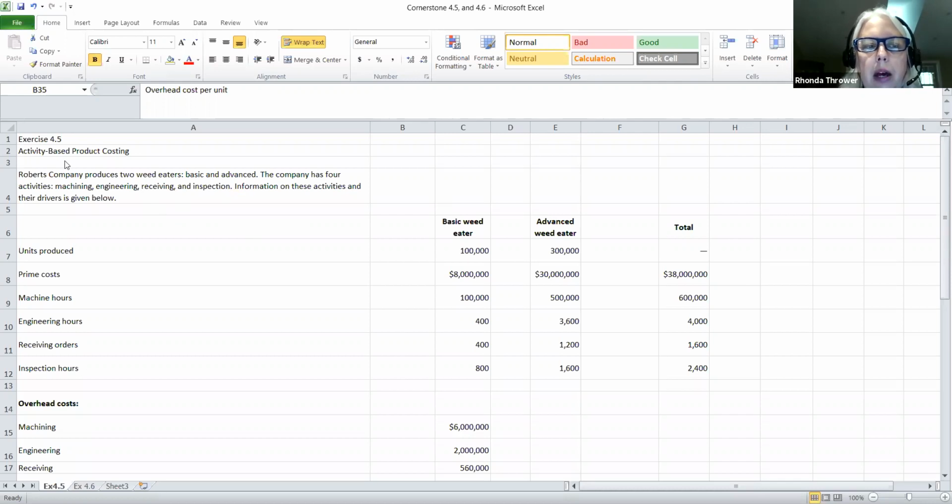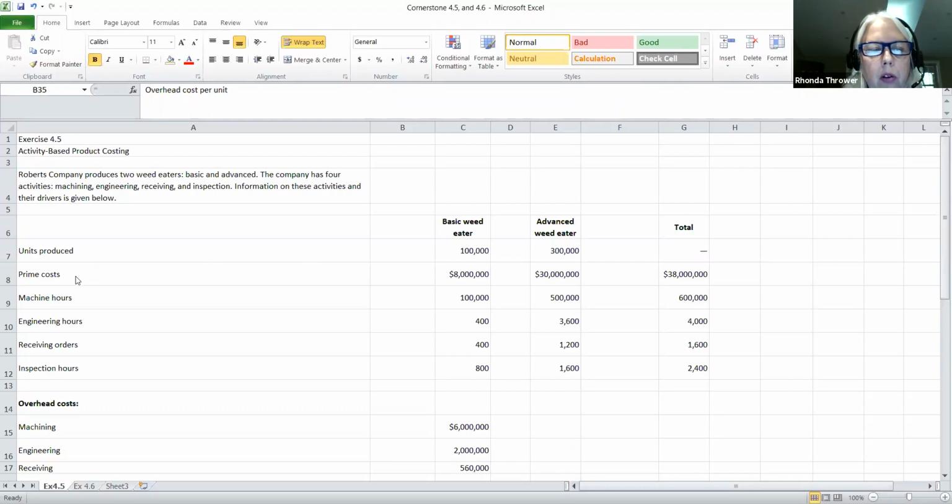When we're talking about activity-based costing, what we want to do is assign the overhead to the company's activities. This company has 4 activities: machining, engineering, receiving, and inspection. Information about these activities and their drivers is given below. They gave us a table and told us exactly how many units were produced of the basic weed eaters and the advanced weed eaters.